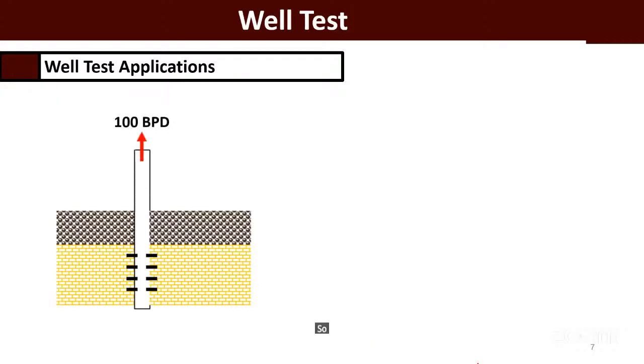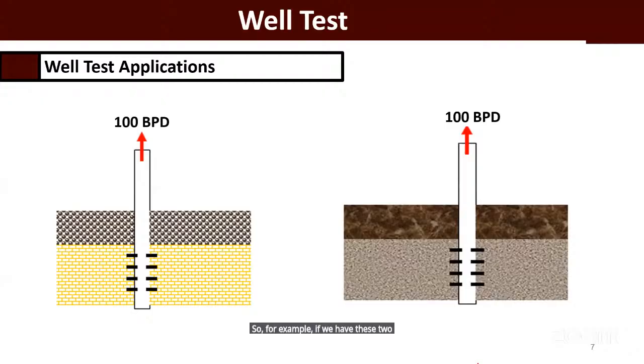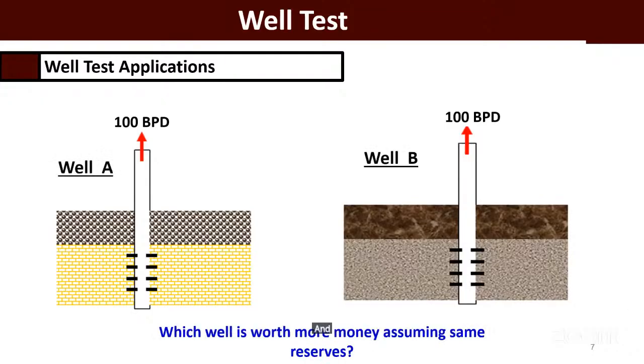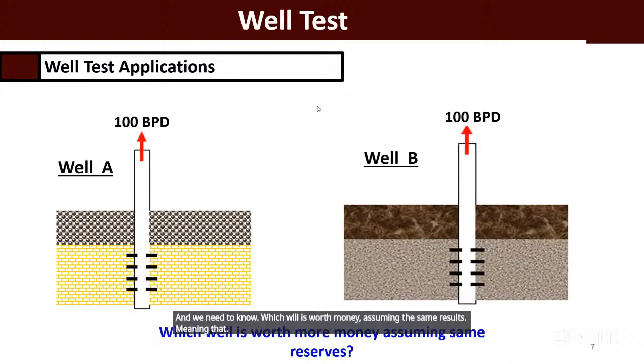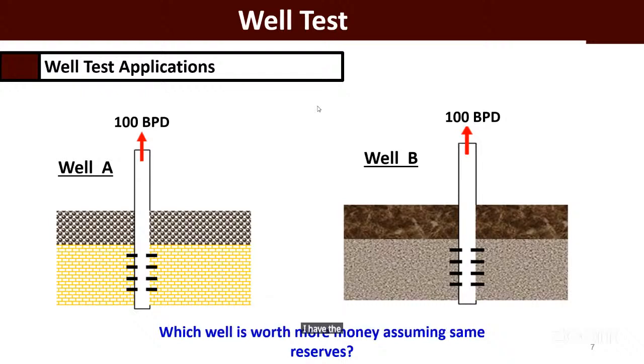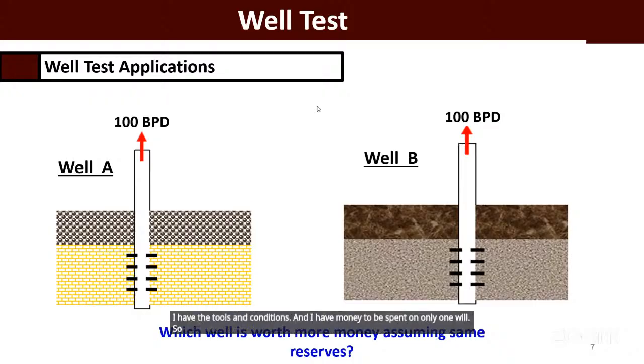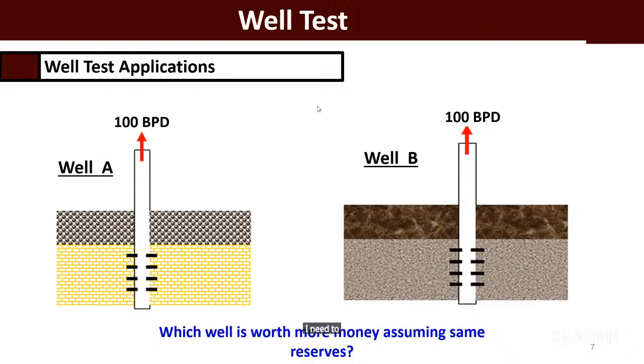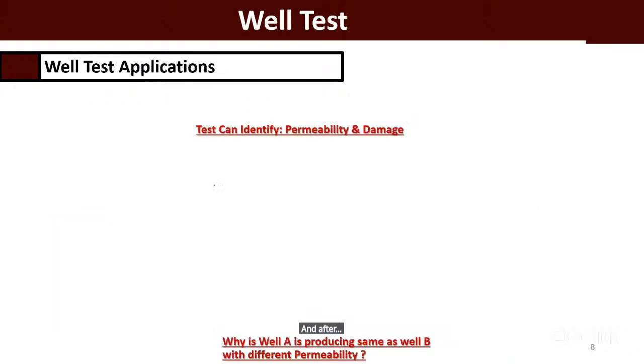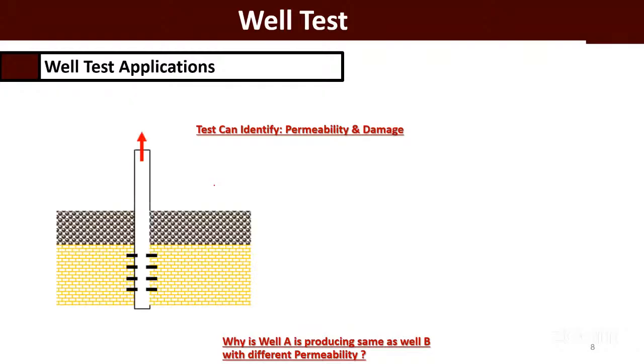So, for example, if we have two wells, and both are producing 100 barrels per day, and we need to know which well is worth the money, assuming the same reserves. Meaning that I have two wells at the same conditions, and I have money to be spent on only one well. So which one? I need to perform a well test in the two wells, and after performing the well test, it will identify the permeability and the damage.